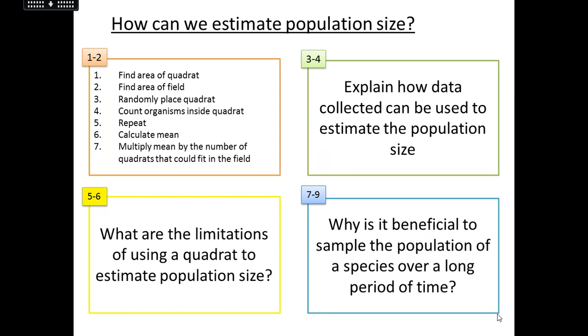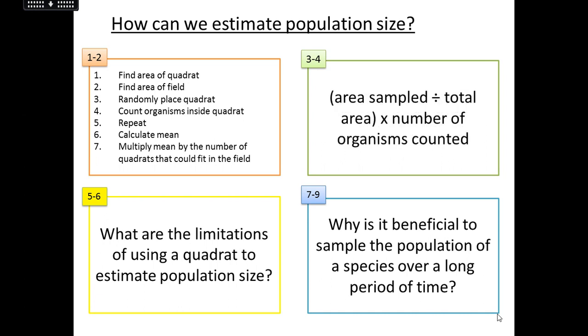If you are still not sure on how to do it, go back through the video and double check all of those steps. Grades 3 to 4, you could go into more detail about how to actually collect the data, so things like counting, but the best way to explain how to use the data is just to pop it into that formula that we discussed in the multiple choice questions. So finding the area of the sample, so the area of the quadrats that you've actually taken, dividing it by the total area of the field or the area of wherever you sample, and then multiplying that number by the number of organisms, or the mean number of organisms, counted in those quadrats.